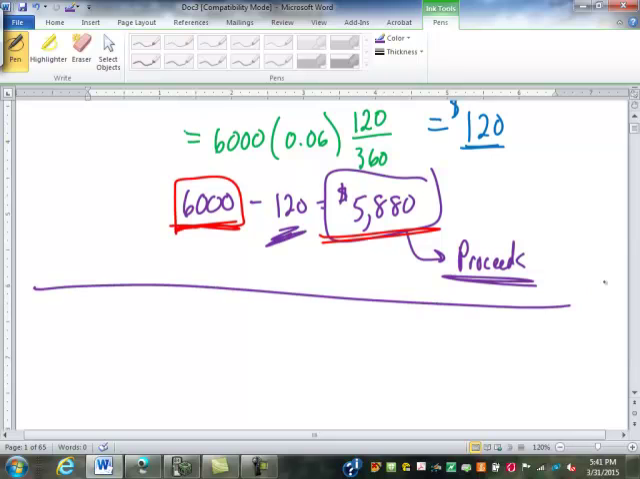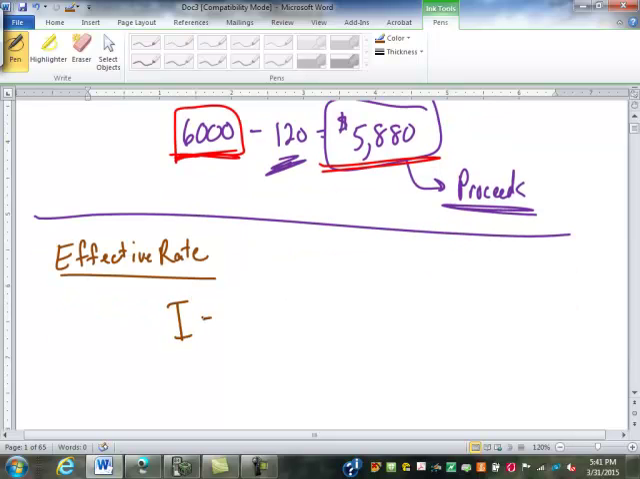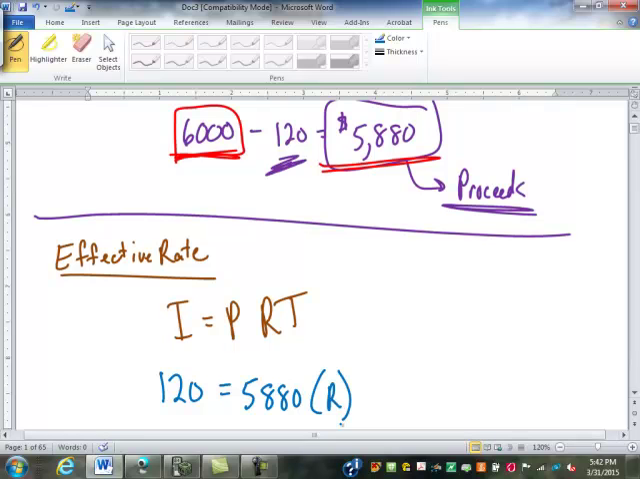So it brings us to a discussion of something called an effective interest rate, or just an effective rate. The effective rate involves us still using that formula, I equals PRT, only now we're going to put in honest numbers. The interest, we know that was $120. That was the discount. The principal is not really $6,000. It's really $5,880. We're going to recalculate a new rate, so we're just going to put R back in there. And the time is 120 over 360.